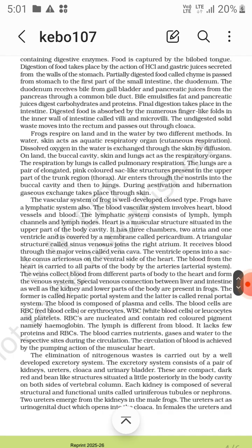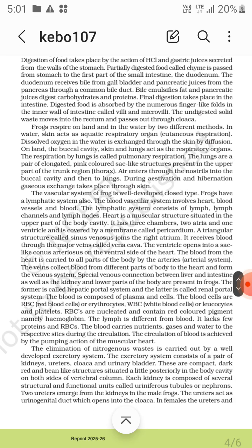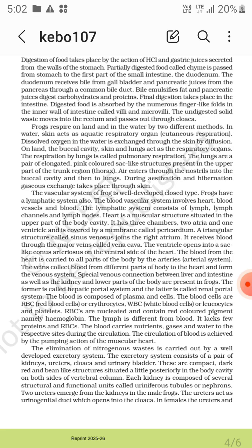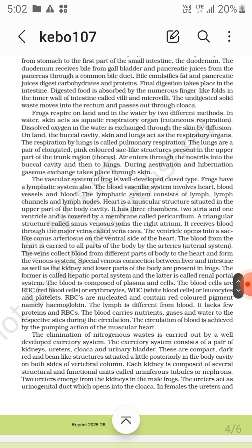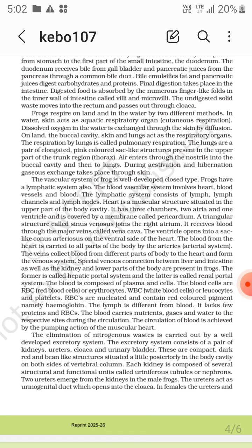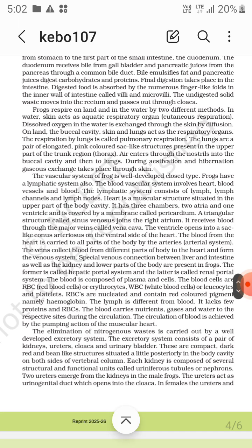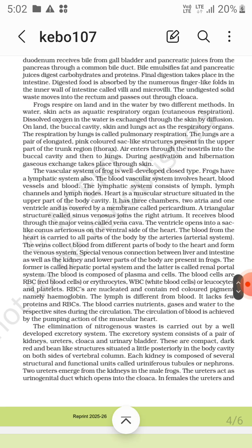The frog respires on land and in water by two different methods. In water, the skin acts as an aquatic respiratory organ, that is cutaneous respiration. Dissolved oxygen in water is exchanged through the skin by diffusion, right? On land, the buccal cavity, skin and lungs act as respiratory organs, but inside the water, the skin acts as an aquatic respiratory organ, that is cutaneous respiration.